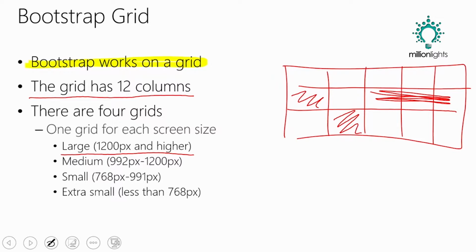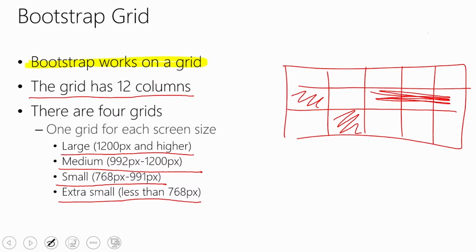Now, here's where things, I think, start to get a little bit more interesting, which is there are actually 4 grids, that each of the 4 screen sizes defined by Bootstrap gets its own grid. There's a grid for large screens, which are going to be 1,200 pixels or higher, for medium screens, for small screens, aka tablets, and for extra small, aka phones. So you get 4 separate grids. Now, what this gives you the ability to do is to choose how you want to target your data.